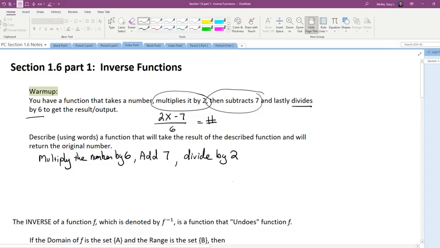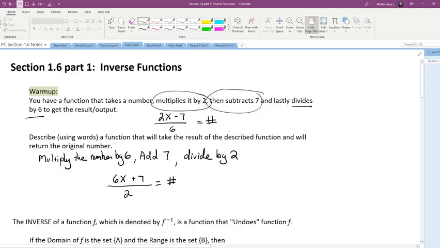Let's make sure I got it all. You have a function that takes a number, doubles it, subtracts 7, divides by 6. And so now what I'm saying is if we want to undo the opposite of that, let's use x as the same number. So I'm saying we're going to do 6x plus 7 divided by 2, and that should give me the number. So in theory, if I've done this correctly, we're going to pick a number for x here on the first one. We're going to see what we get for an answer.